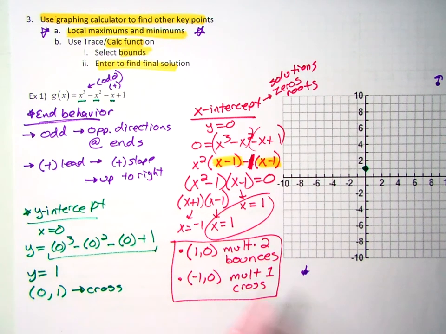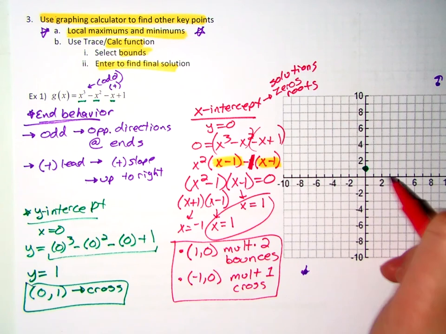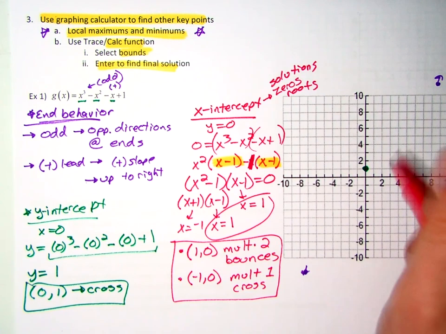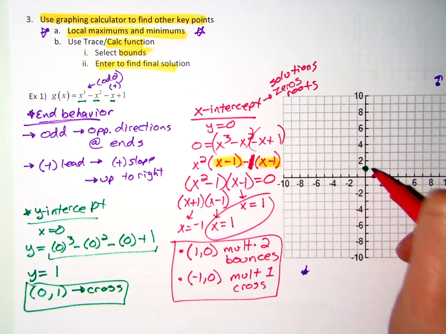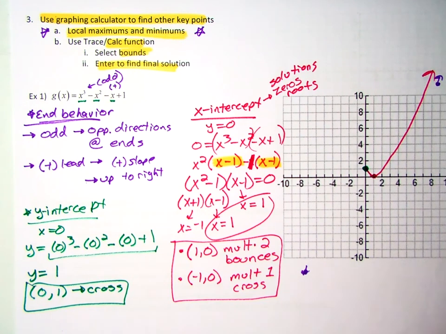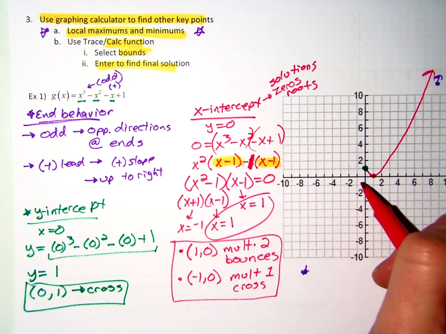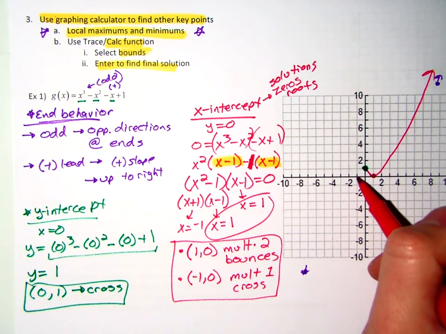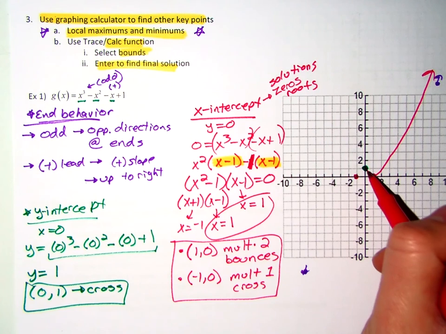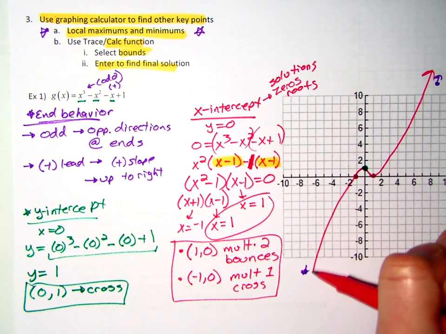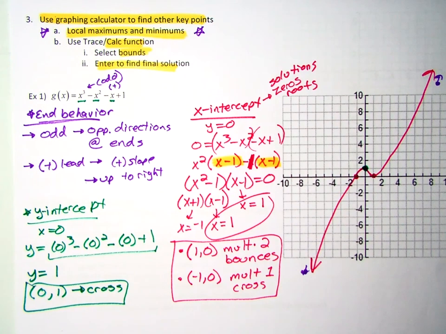All right, so these are the key points that I have so far on my graph. So now I can go to where x is 1, y is 0, and I know it's going to bounce. So this is going to go something like this. Then I can go to where x equals negative 1 comma 0, which means this is going to come back down and do something like that.